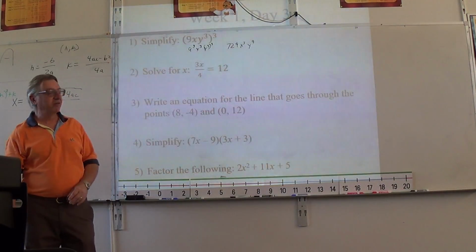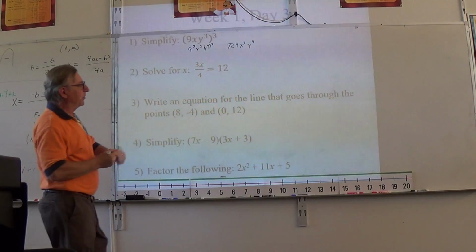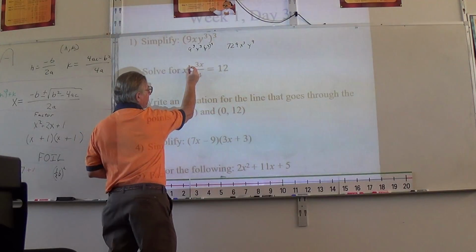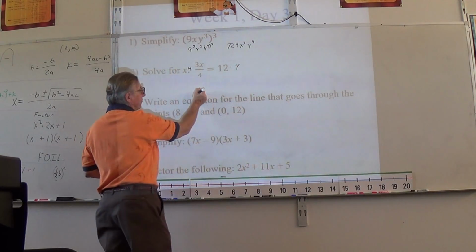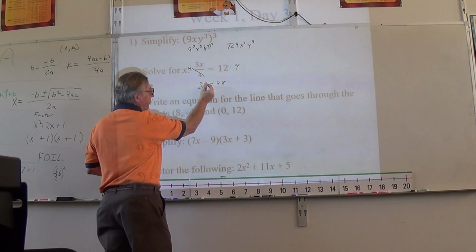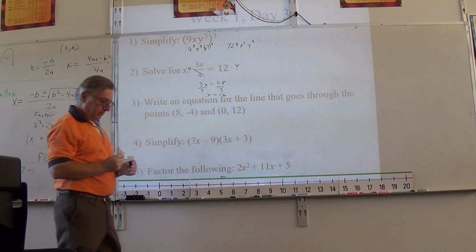But now number 2, all of you should have that one with no problem, right? So what is it, Isaac? X equals 16. X equals 16. And remember, you're going to just multiply both sides by 4. So those are going to cancel. 3x equals 48. Divide by 3, x equals 16.